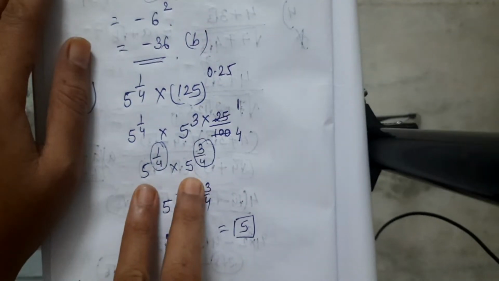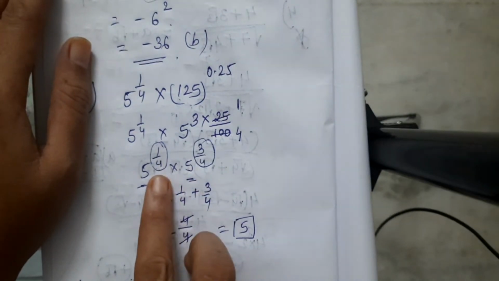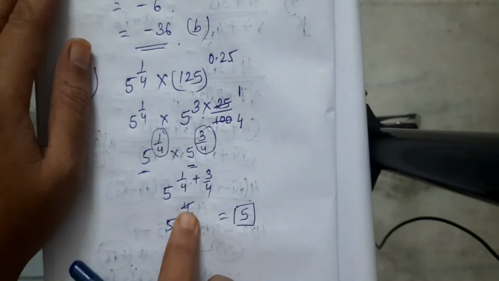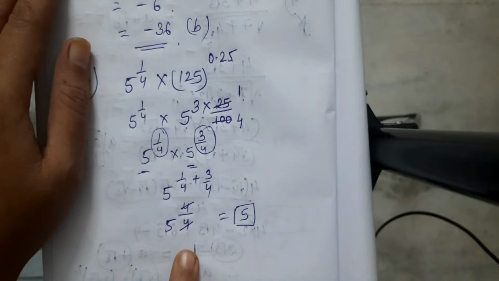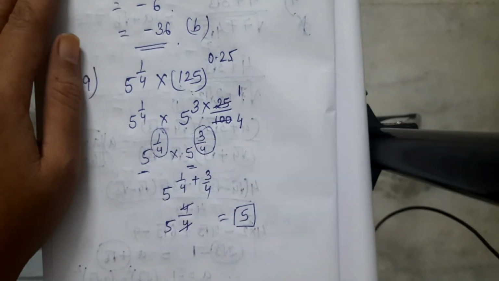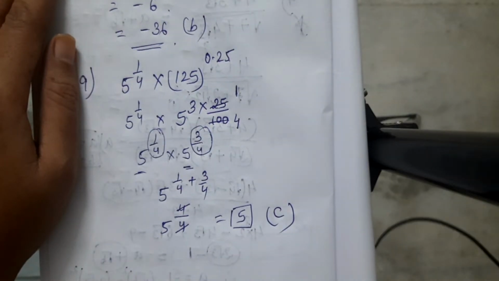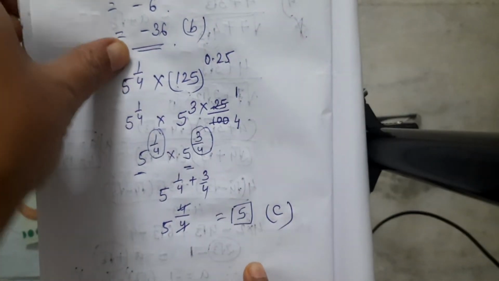Now base is same. When base is same, we are going to add power. So here 1 plus 3 is 4, 4 upon 4. They got cancelled. So final answer is 5. This is option number C. The same type, one more question is there. With this, I'll wind up today's class.